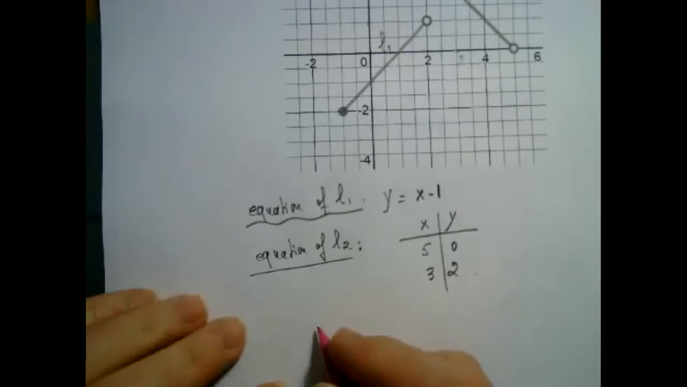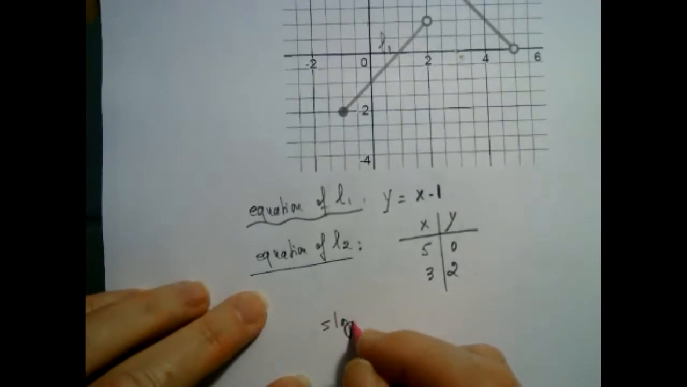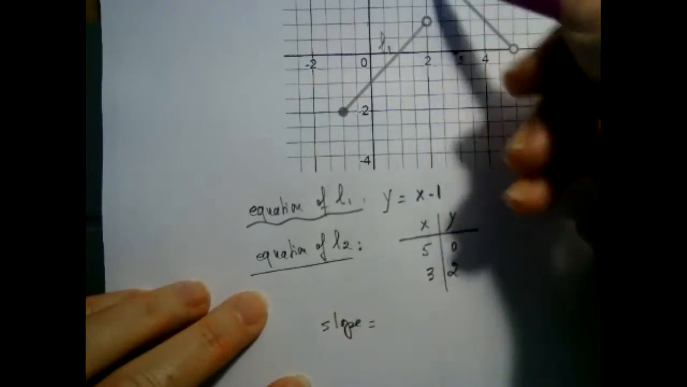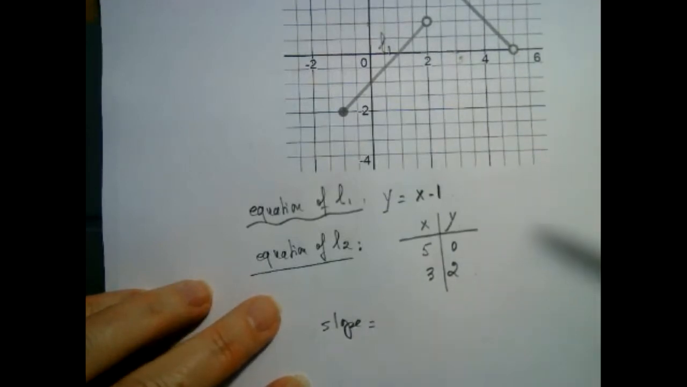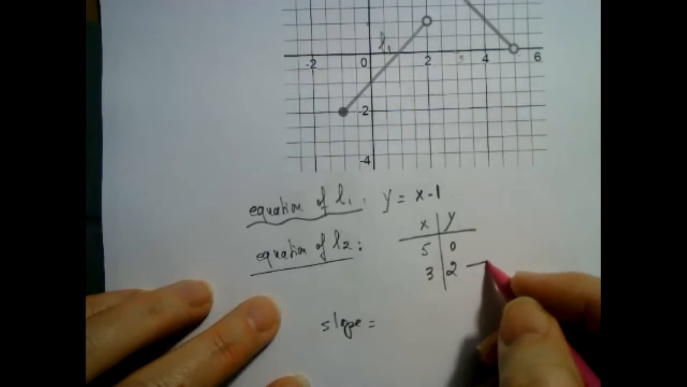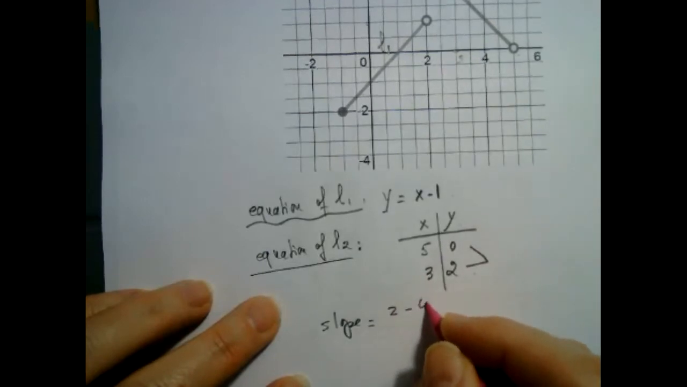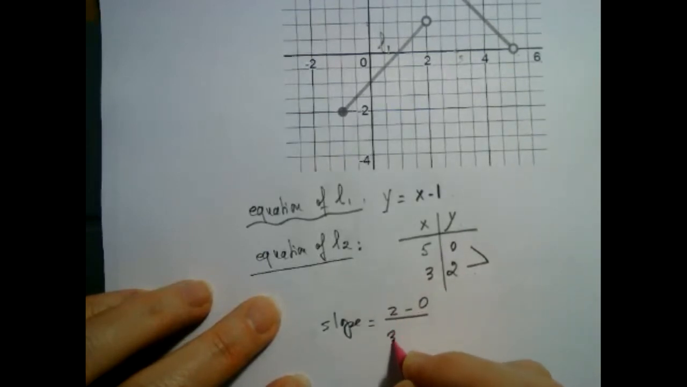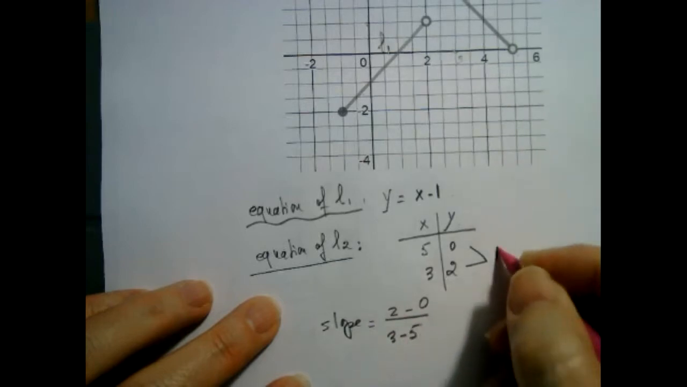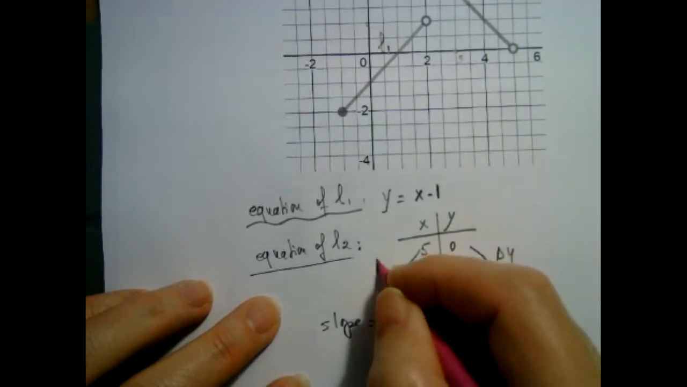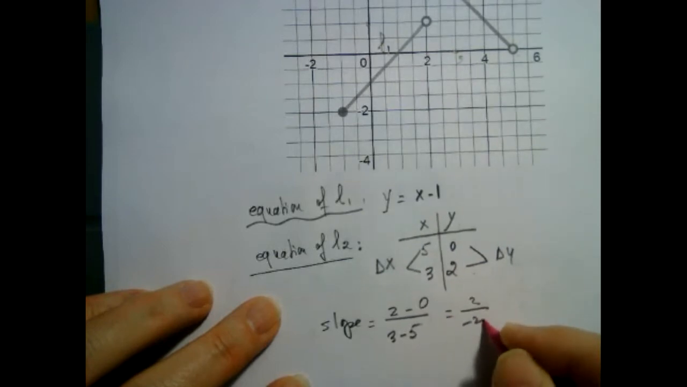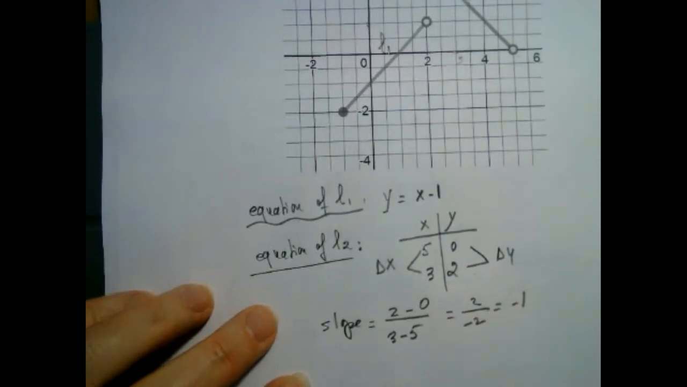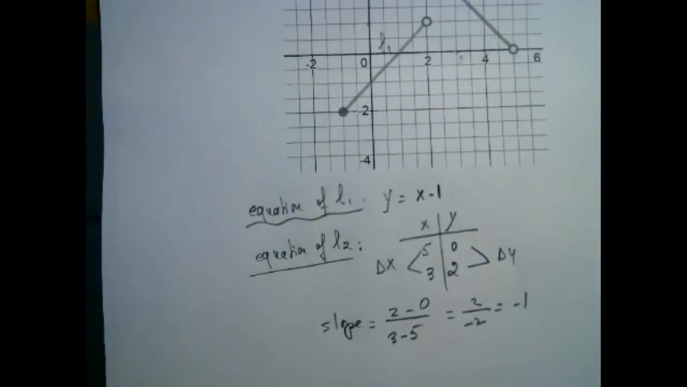Okay, now we find the slope. Now we know it's going to be negative because the line is falling. So we always have to make sure our numbers make sense. So it's going to be the change in y over the change in x: 2 minus 0 over 3 minus 5. It means 2 over minus 2, which is minus 1. Okay, I got my slope.